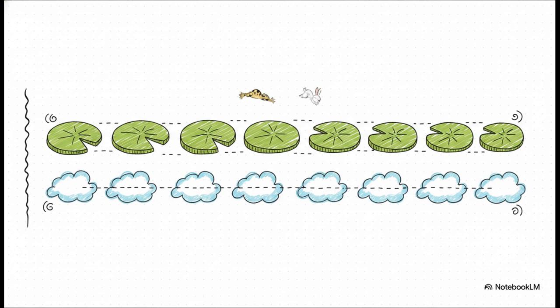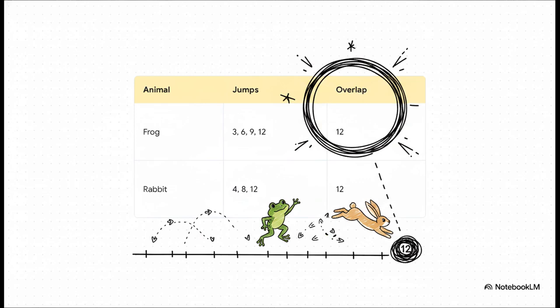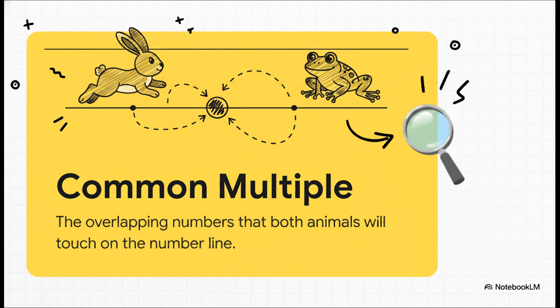The frog's track goes 3, 6, 9, while the rabbit's track goes 4, 8. But when we map out their footprints side by side, something fascinating happens. Look at that overlap. We discover that the very first spot they both land on is 12. The frog gets there in 4 jumps, and the rabbit reaches it in 3 jumps, but their tracks finally cross at that exact spot. And that perfect overlap gives us our definition for a common multiple.